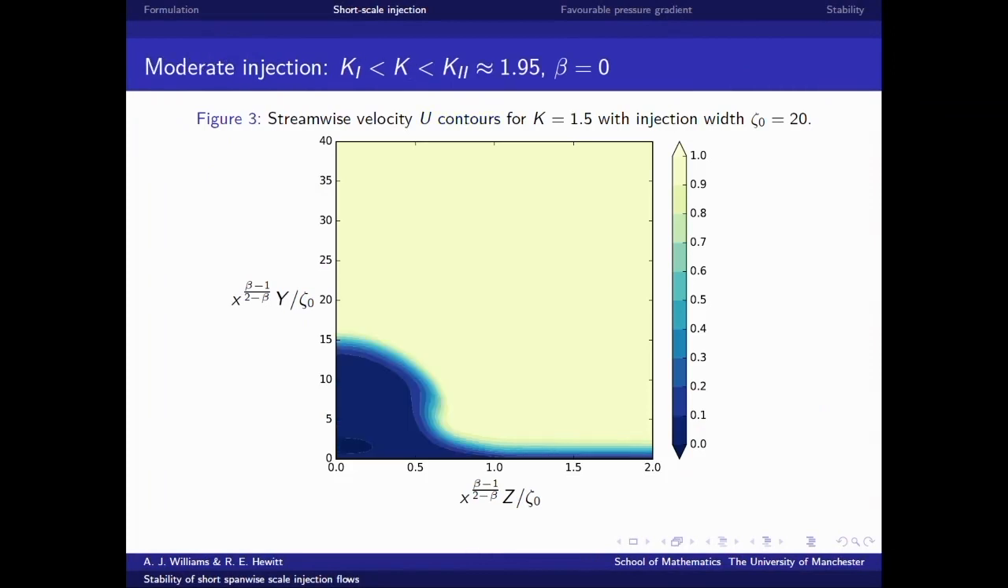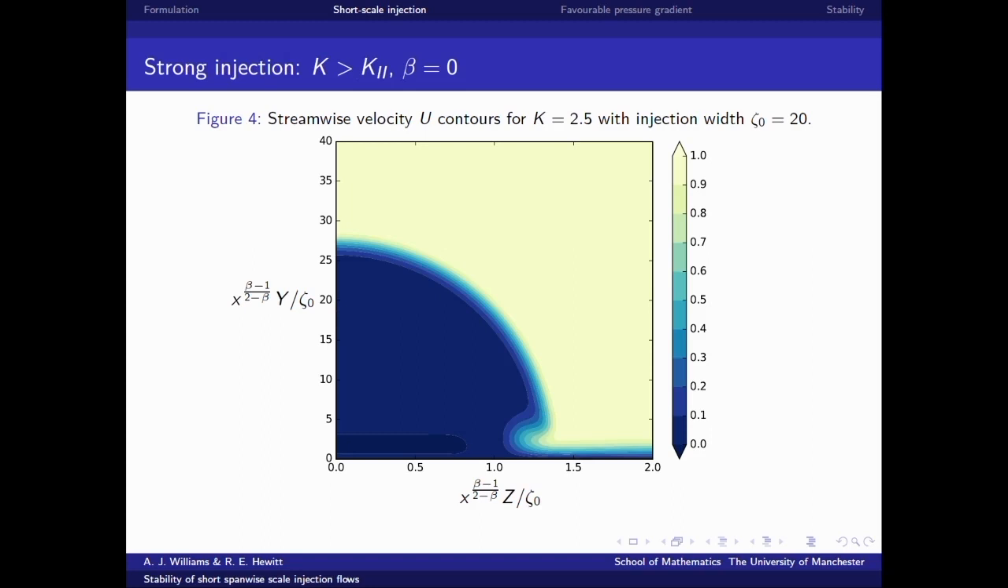If you increase the injection, then you start getting this formation of a low-speed streak. So when you have a moderate injection, the streak is contained within the injection region, and you have a low-speed region separated from a high-speed region by a shear layer. Then if you increase the injection even further, you get this semicircular streak being formed. So when you have zero pressure gradient, you have these three delineated regimes.